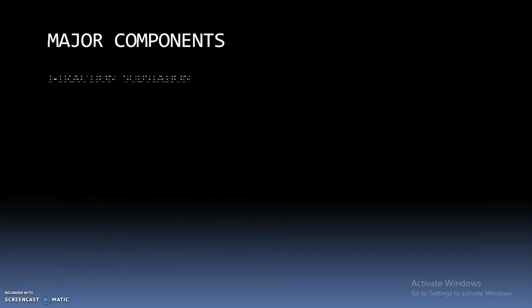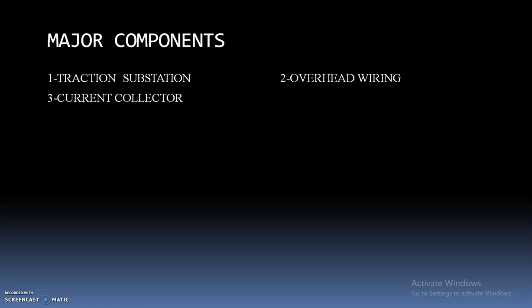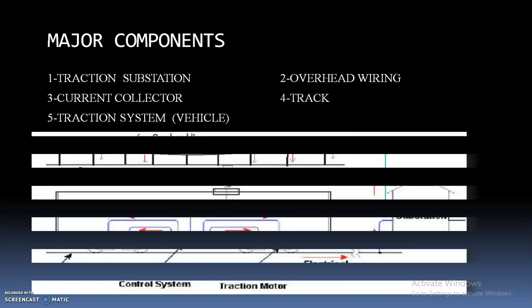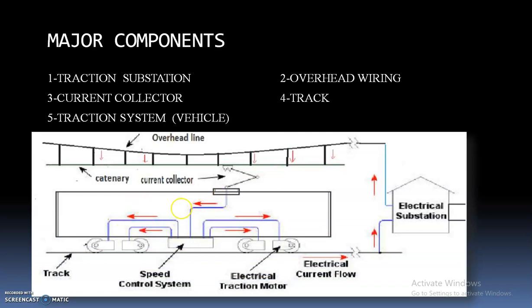Next is the major components of electric traction. That is, first we should have a traction substation, overhead wiring, current collector, track and track system, and our locomotive. And it looks like this. We have an electrical substation to step down the voltage to required levels, and it is supplied on top of the wire. This is called catenary, and from catenary the supply is given to the droppers. From droppers it goes to the conducting wire.